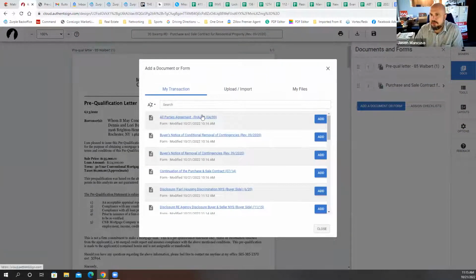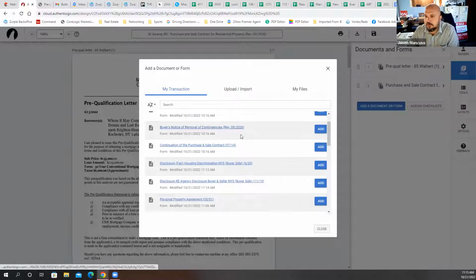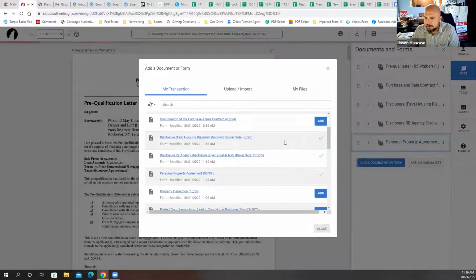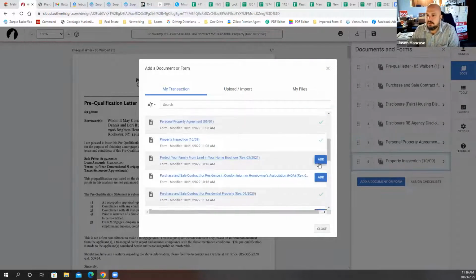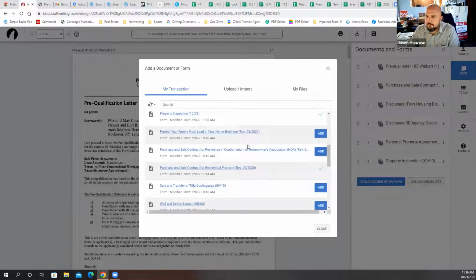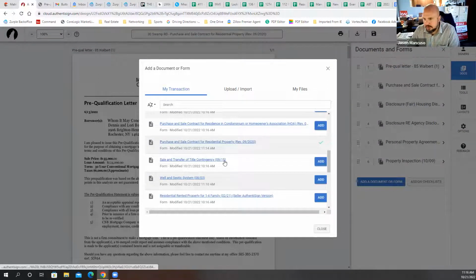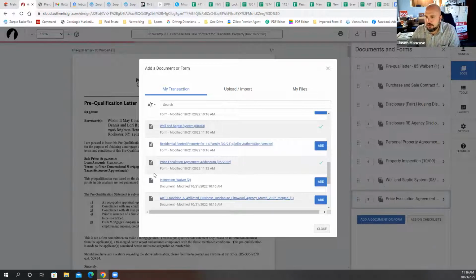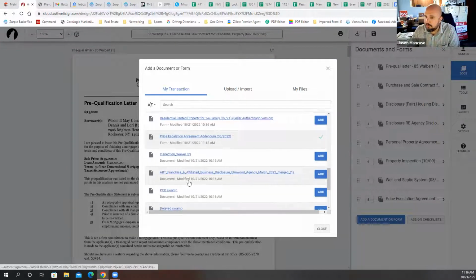This My Transaction will pretty much have everything that you need to add. So you're just going to scroll down here and it'll take time, but you need to know that you're going to need to have the fair housing form. You're going to need to know that you're going to have the agency form. You're going to need to know to have personal property agreement, property inspection in this case. It's not an HOA. We already have the regular contract. Not going to make it subject to the transfer and sale. And we do have the well. We do have an escalation. We're not waiving an inspection, but it's there for you.